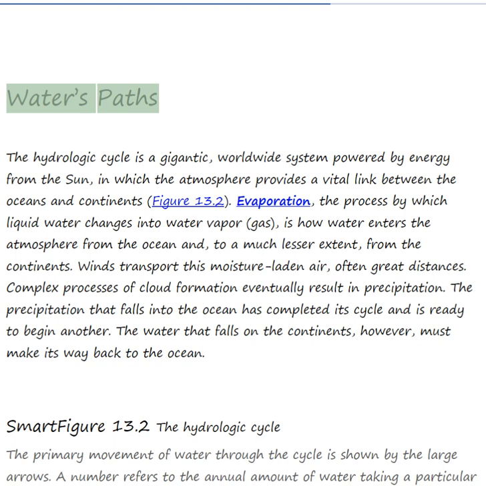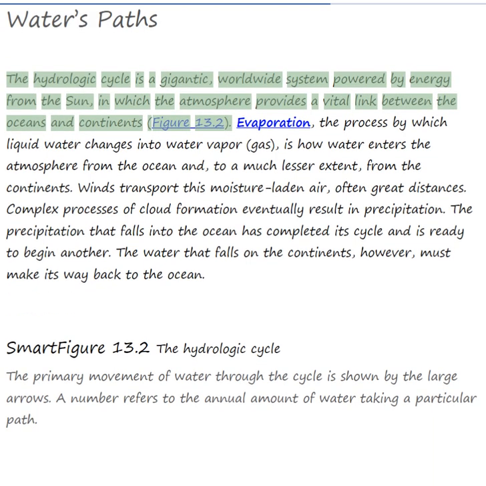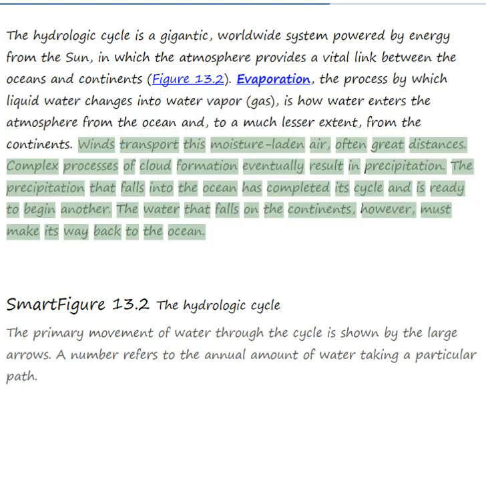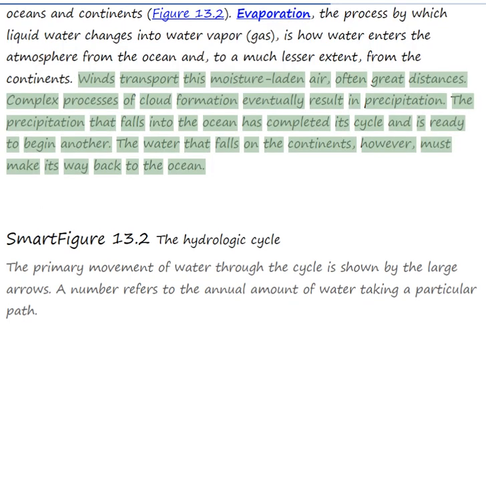Water's paths. The hydrologic cycle is a gigantic, worldwide system powered by energy from the sun, in which the atmosphere provides a vital link between the oceans and continents. Evaporation, the process by which liquid water changes into water vapor, is how water enters the atmosphere from the ocean and, to a much lesser extent, from the continents. Winds transport this moisture-laden air, often great distances.